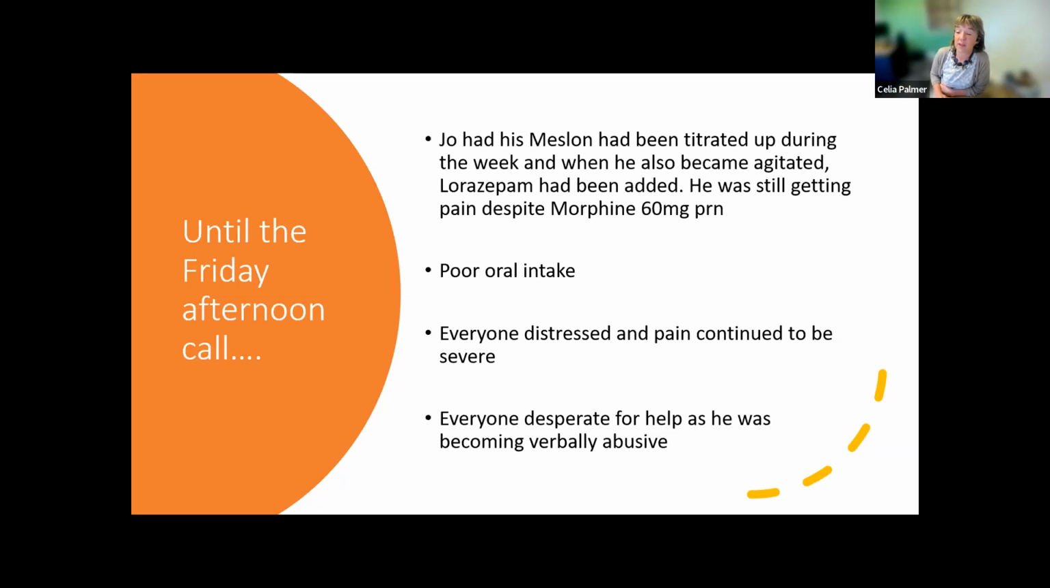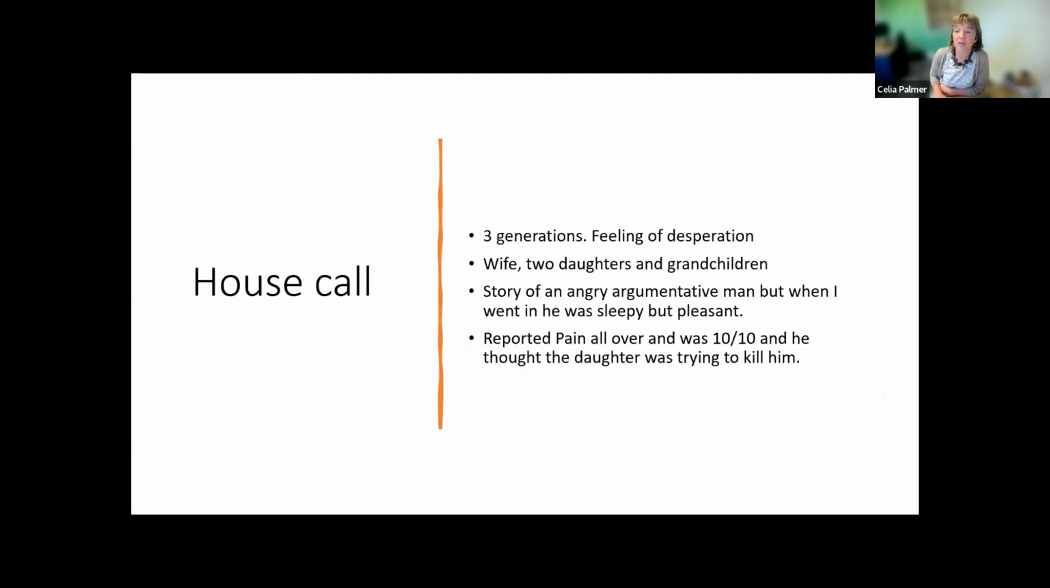Everyone seemed distressed at home, and the call was from distressed family. The pain continued to be severe. No one seemed to be able to get on top of it. And Joe was now becoming verbally abusive on top of everything else. So, really a distressed situation on a Friday afternoon.